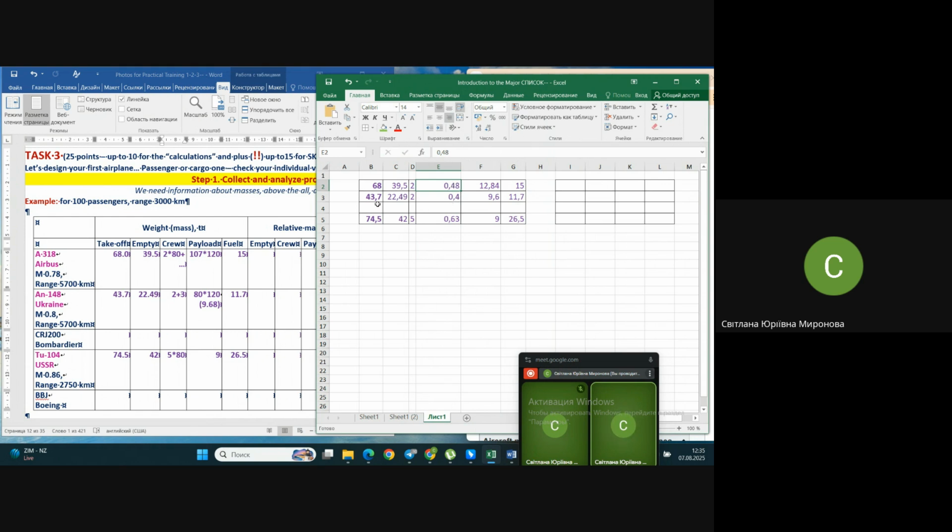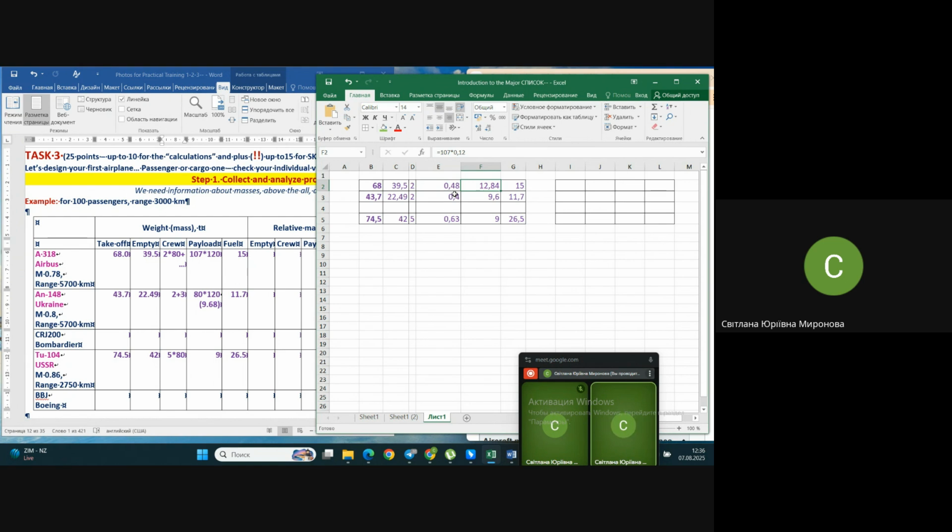It means that their common weight is 480 kilograms, so it's 0.48 tons. The same for Antonov 148. Here is 400 kilograms, and approximately the same for Tupolev 104. 5-person flight crew plus stewards. Altogether, you see the weight of the crew in tons. Next, it was payload, also in tons. For payload, once again, consideration is one passenger is 80 kilograms plus 40 kilograms of luggage.